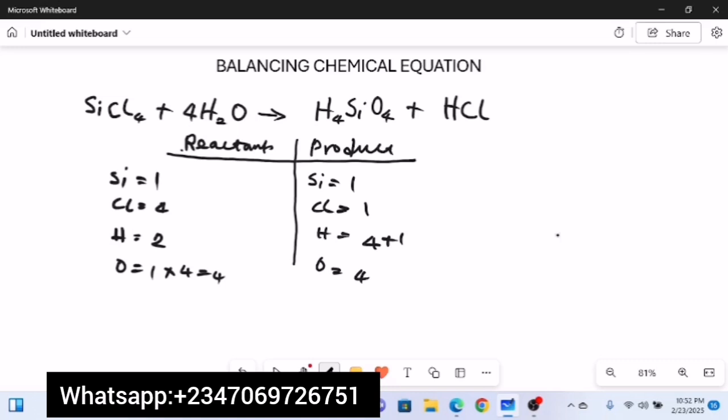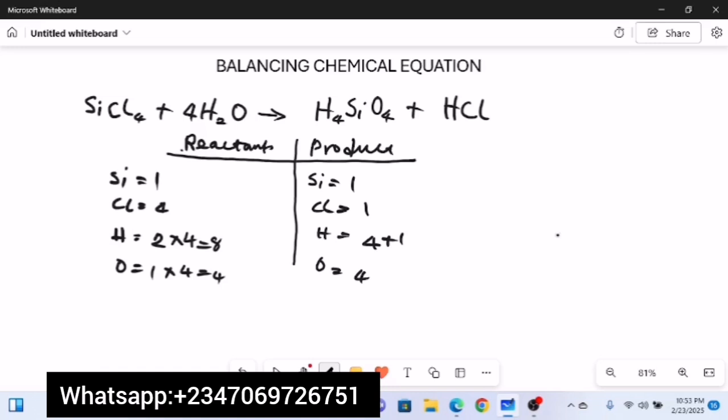But this 4 now is affecting the hydrogen atom on this reactant. So instead of 2 now, it becomes 2 times 4, which equals 8. So I have now a total of 8 moles of hydrogen. But on the product, I have 4 moles of hydrogen, 4 on this other part of the equation, that's H4SiO4, then 1 on hydrogen chloride.